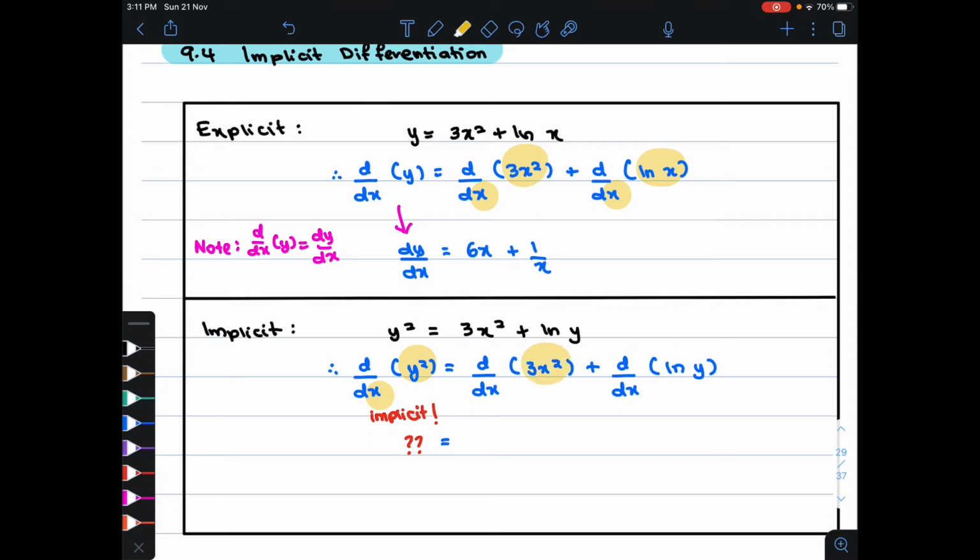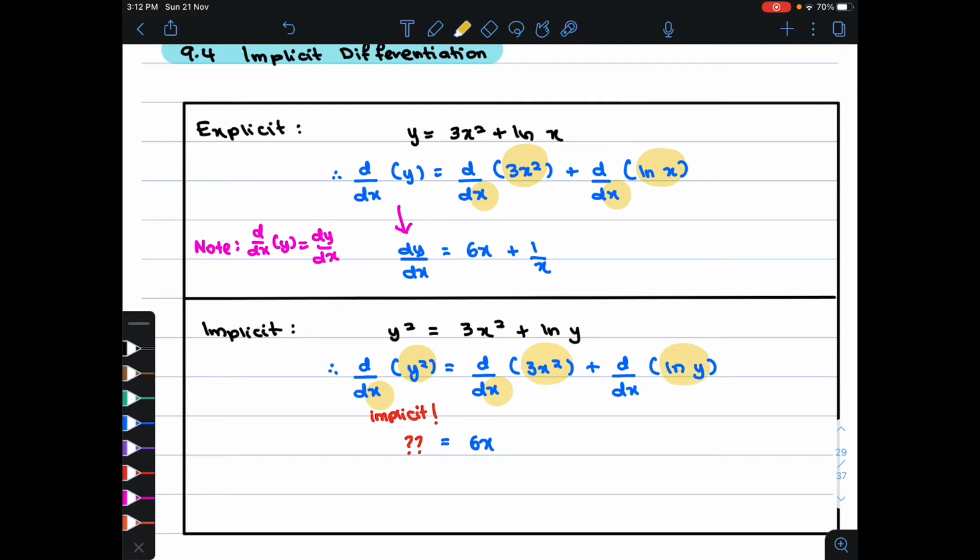We need to differentiate 3x squared with respect to x. Since this is x, this is also x, you can just differentiate it as per usual, and the answer is just 6x. Now, what about the last term here?